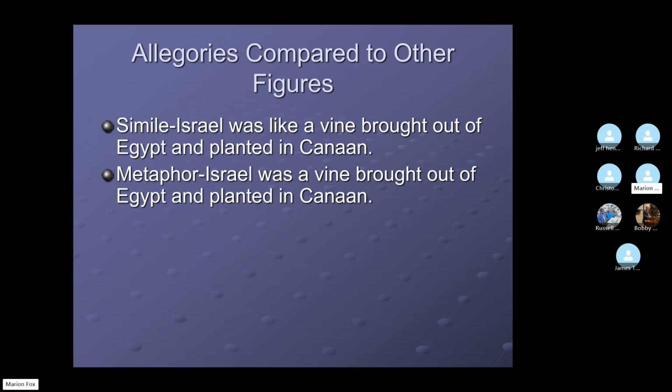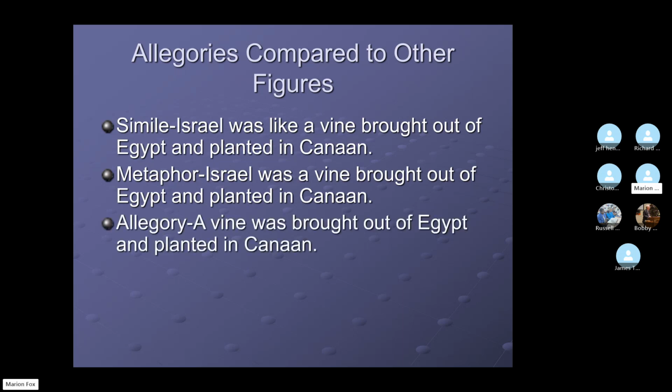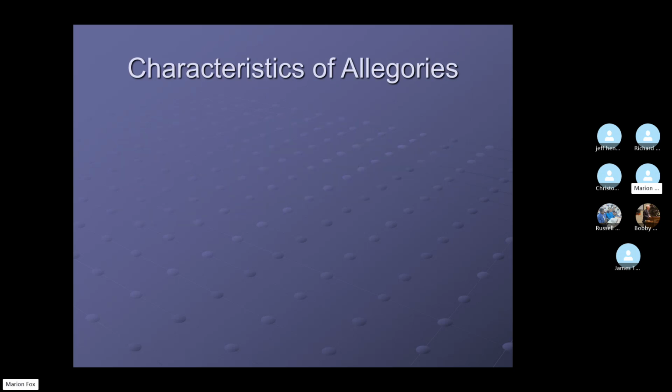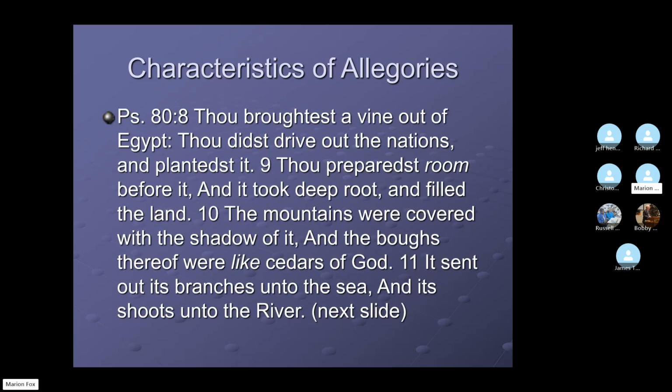The metaphor, if it had been a metaphor: Israel was a vine brought out of Egypt and planted in Canaan. That's how it would have read. All right? An allegory: a vine was brought out of Egypt and planted in Canaan. And it's not even mentioned here if you look at it. So it was planted in a certain place, brought a vine out of Egypt and did drive out the nations and planted it. And so what we have here, you planted the vine. The word Canaan is not used, but it's obvious that's what it's talking about.